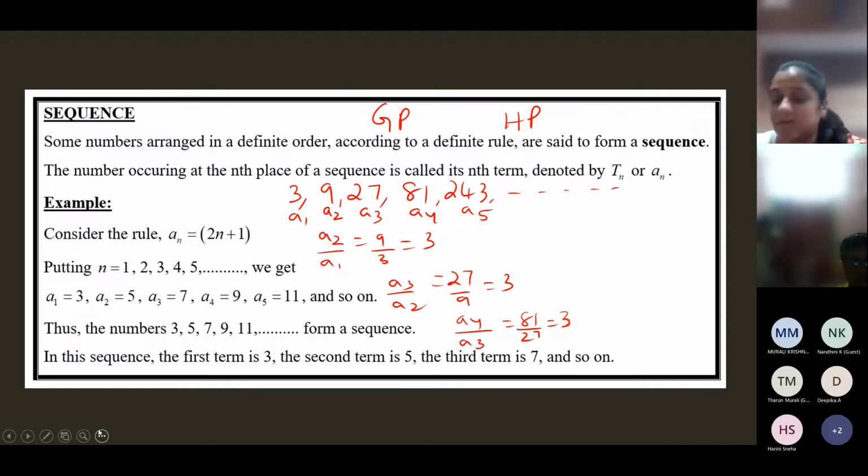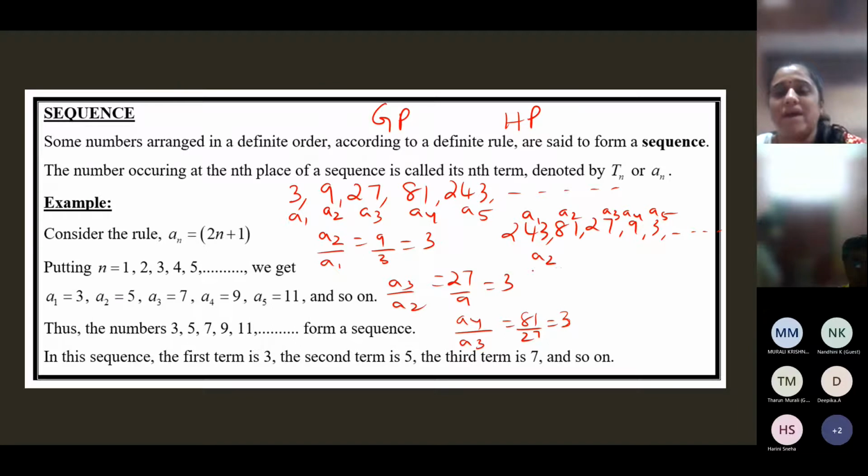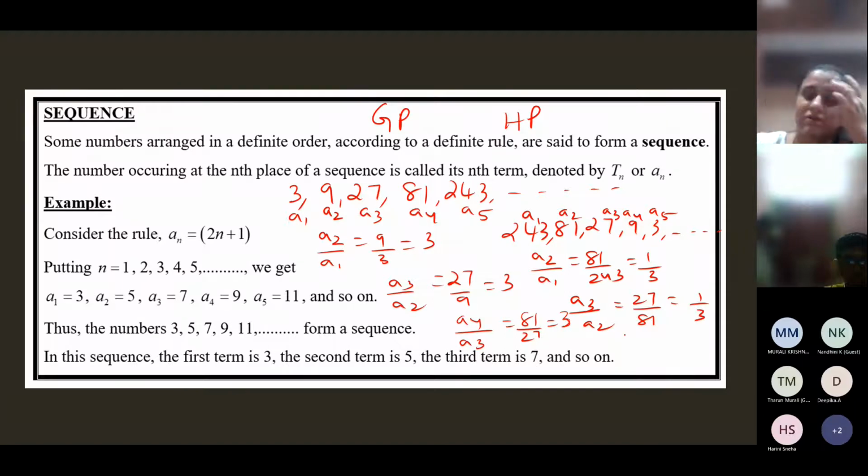Now, if the sequence starts with 243 and then 81, 27, 9, 3, and it goes on like this, then this is A1, A2, A3, A4, A5, and so on. So A2 by A1 is 81 by 243. How much is this? 1 by 3. A3 by A2 is 27 by 81, 1 by 3. Correct, children?